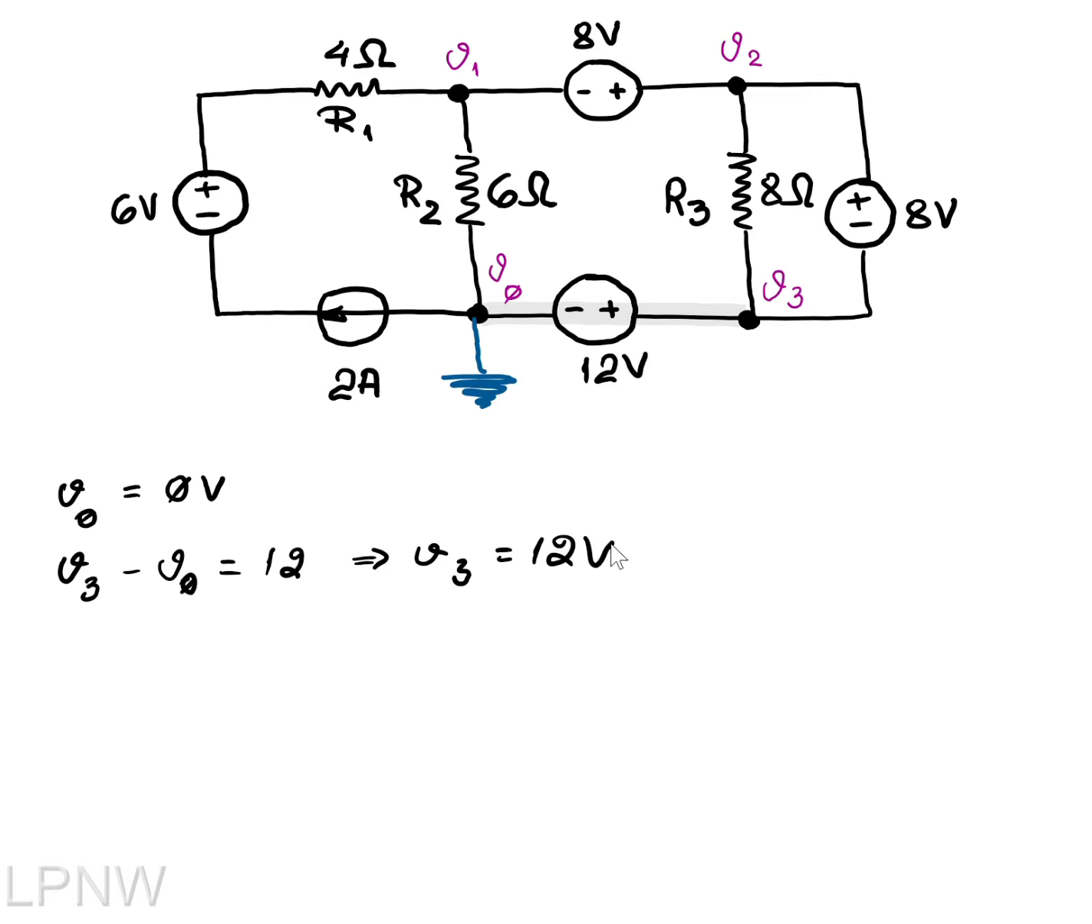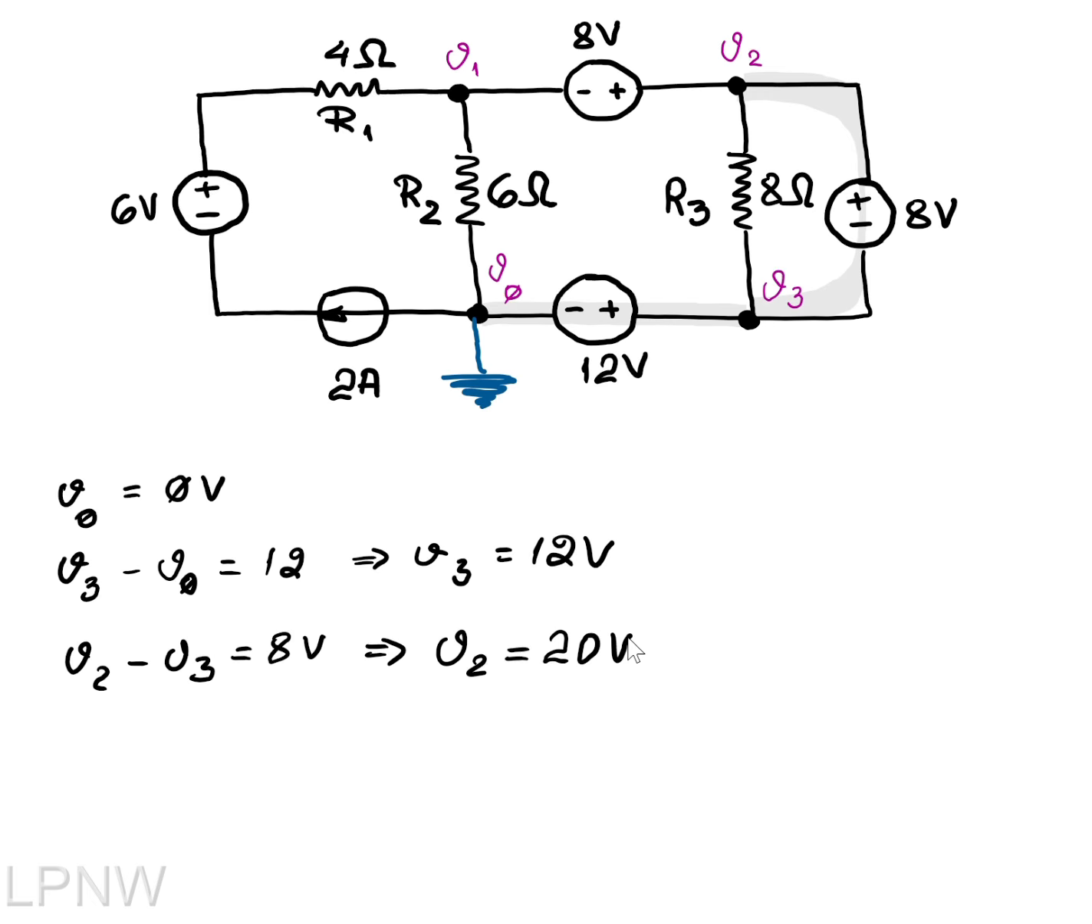Now the next relation is related to the 8 volts. Let's be very careful here. The 8 volts on that branch is between V2 and V3, so positive terminal minus the negative, the voltage drop, V2 minus V3 equals 8 volts according to the given value, which immediately gives a value at node V2 of 20 volts.